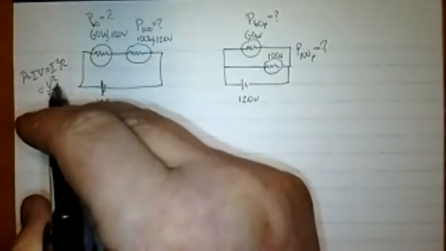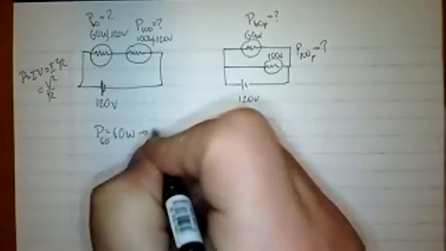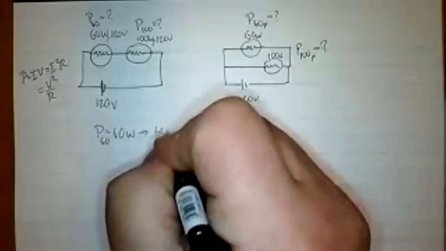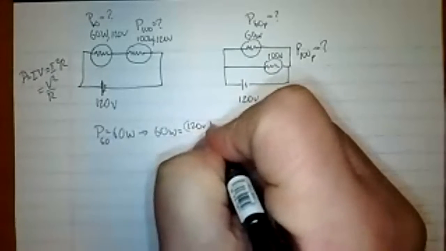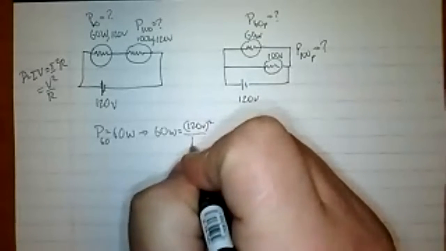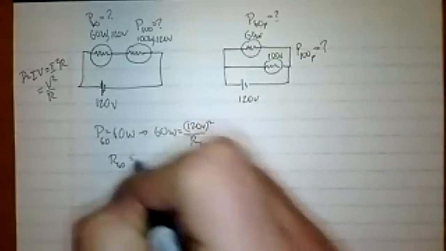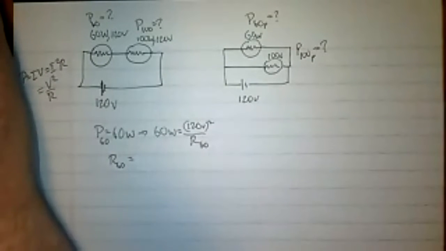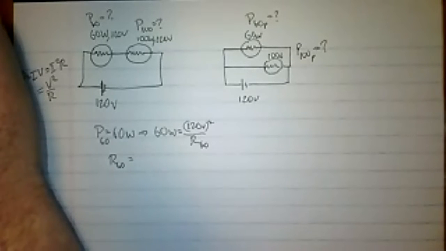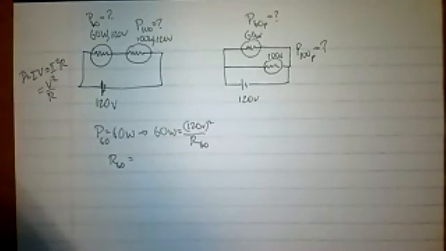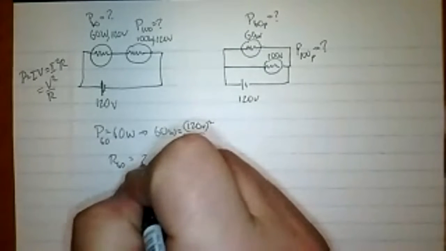So that allows us to determine R with that last one. So with that in mind, we can say 60 watts is equal to 120 volts squared over R60. So our resistance R60 is actually equal to 120 squared divided by 60. And I get 240 ohms.